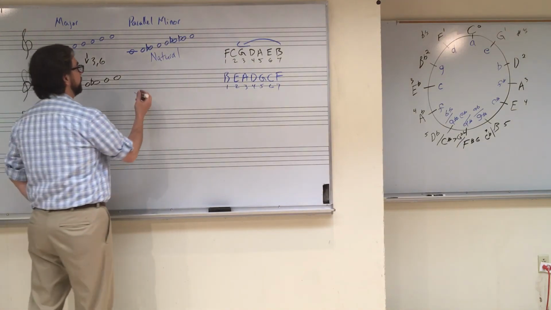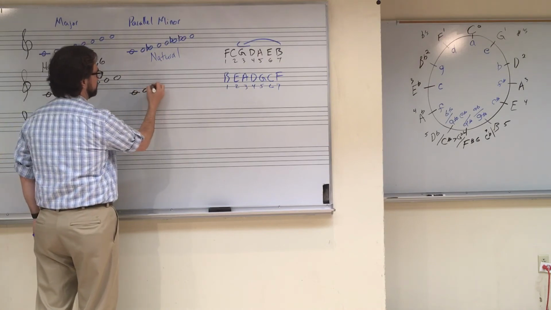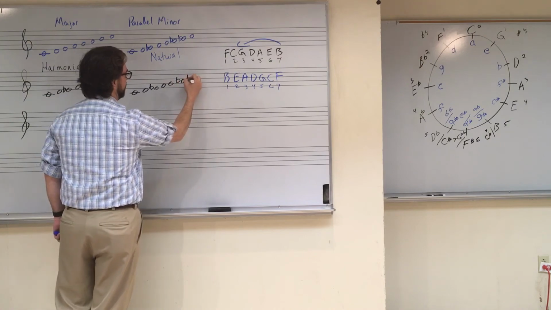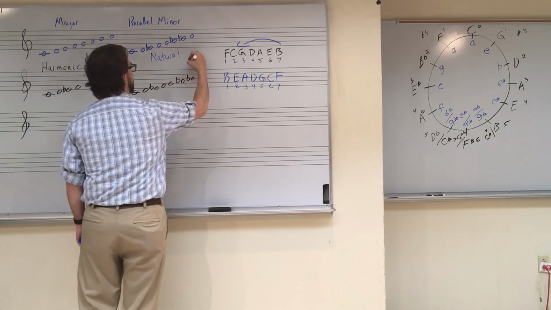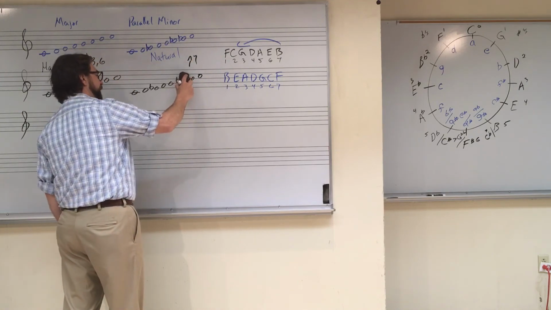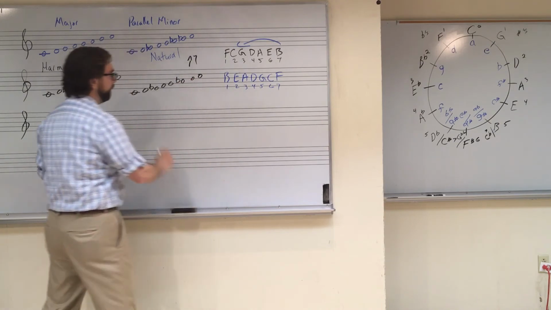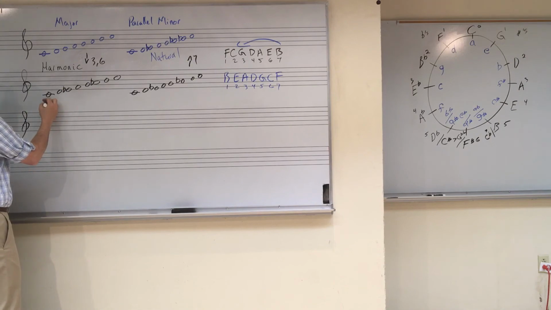If you want to go from your minor scale, then you raise the 7th scale degree. So here I'm going to write out my natural minor scale. I'm going to raise my 7th scale degree, so my B flat becomes a B natural. Now I have a harmonic minor scale. Pretty easy, right? So there's one more type of minor scale.